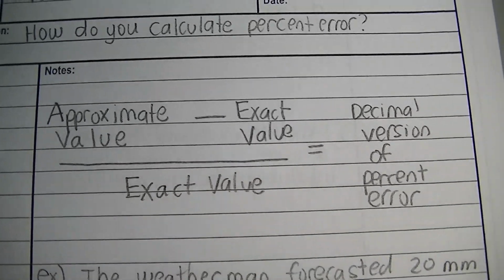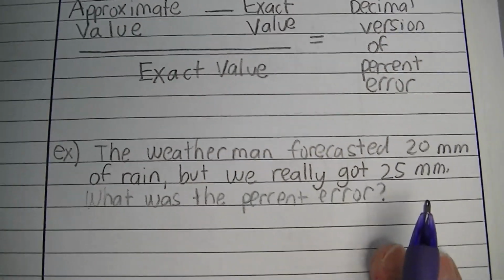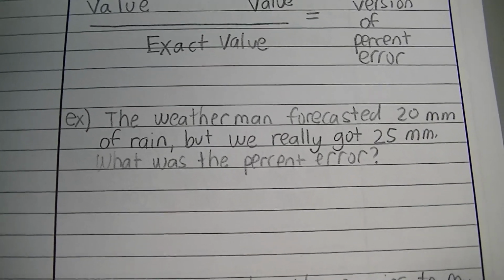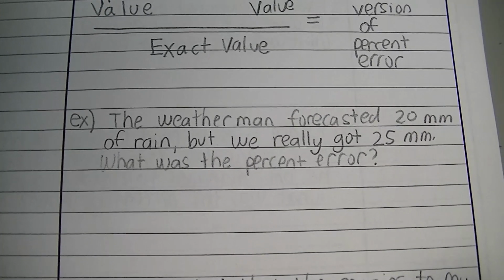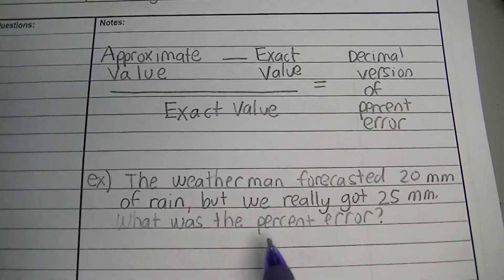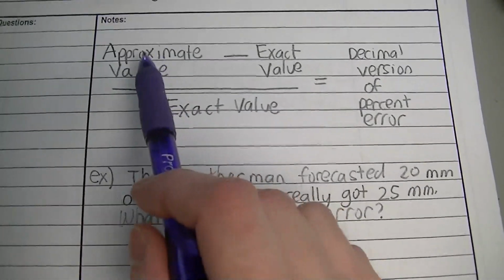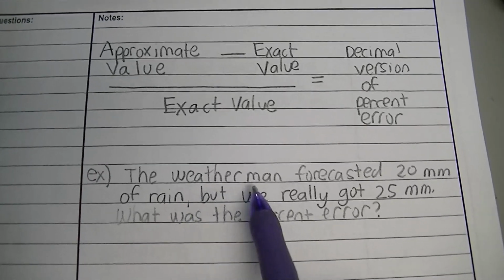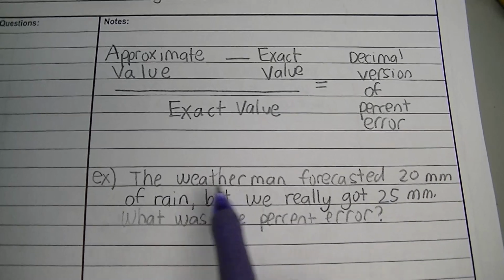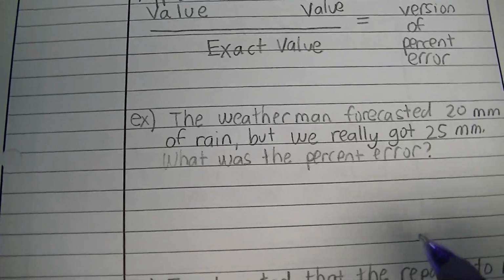So let's go ahead and use this equation and answer some questions. The weatherman forecasted 20 millimeters of rain, but we really got 25 millimeters. What's the percent error? You're going to use this up here as a guide in order to help you solve this to find the percent error. We're going to start with the approximate value, and the approximate value is that estimate. The weatherman forecasted 20 millimeters of rain, but you really got 25 millimeters. So that approximate value is 20 millimeters, and you don't have to label it until the end, okay?